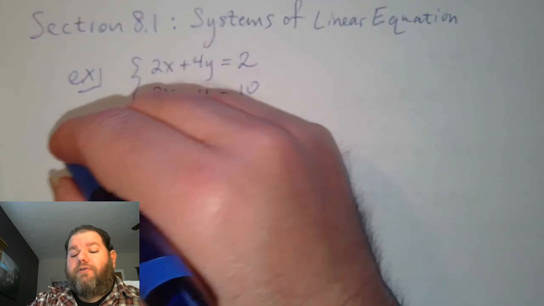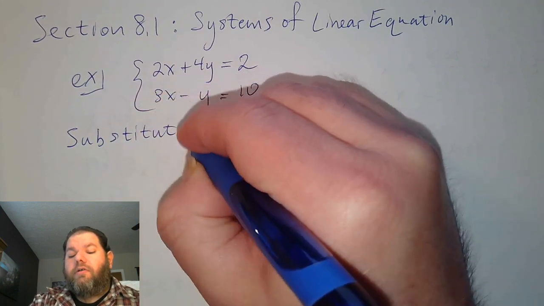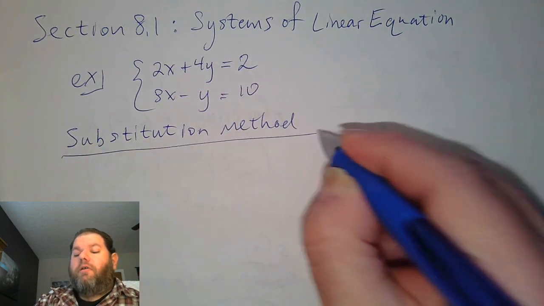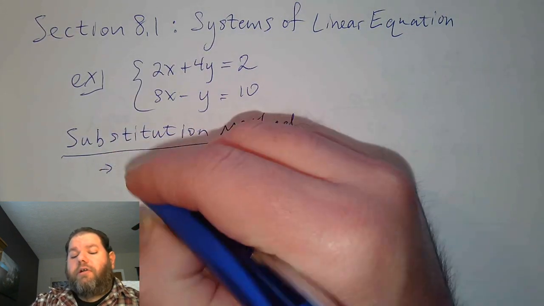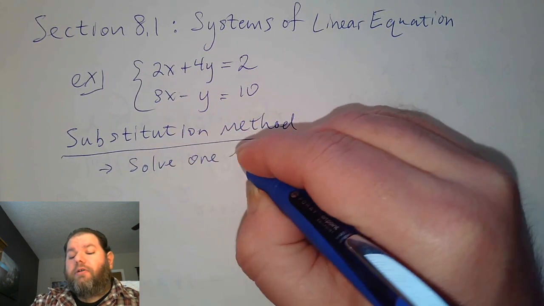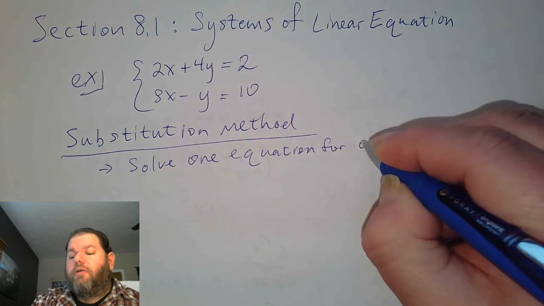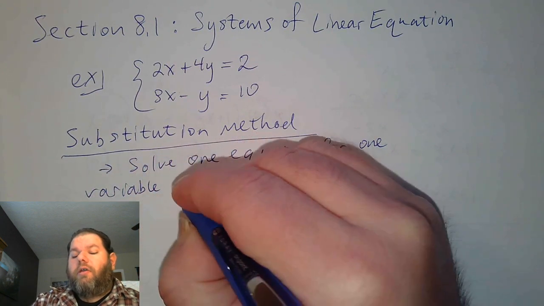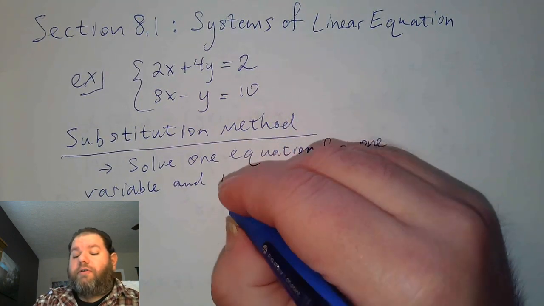First method is substitution. The substitution method allows us to solve, or our intention is to solve one equation for one of the variables, and then substitute for that variable in the other equation.